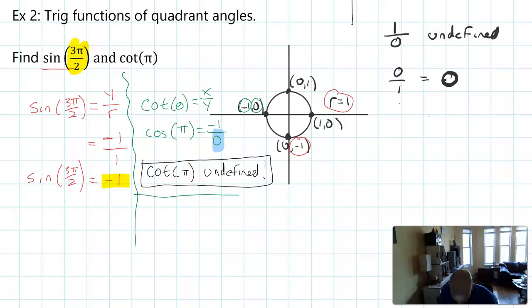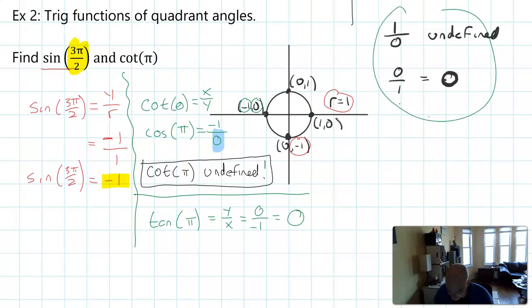And I didn't write it on the page, but if I were doing, say, tangent of pi, that would be y over x, which is 0 over negative 1. I need you to simplify that to 0 so I know that you understand this. Never leave 0 over 1, you've got to simplify that out. So tangent of pi, by the way, is 0.